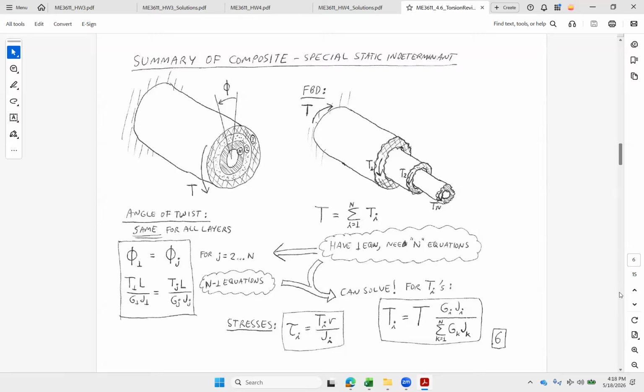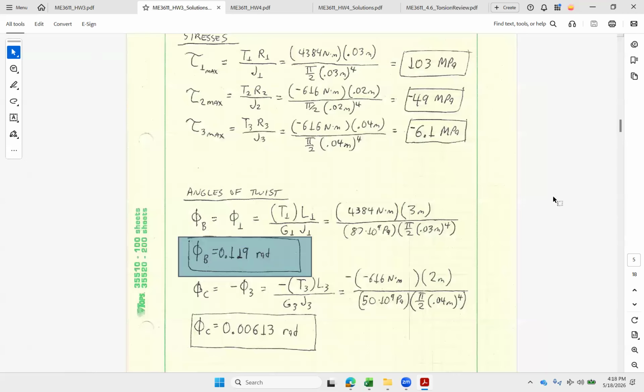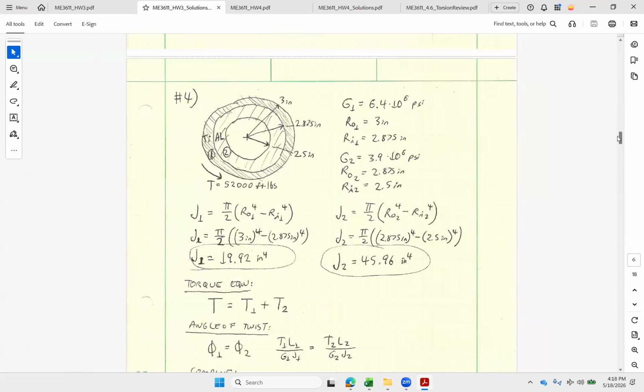Remember, our torsional stiffness, our torque per twist angle is GJ over L, but it just happens that when it's composite, they all have the same length. So the over L cancels off here. And this is what we're left with. Basically, it's the local stiffness over the overall summation of the stiffness. So we can plug and chug with that formula.